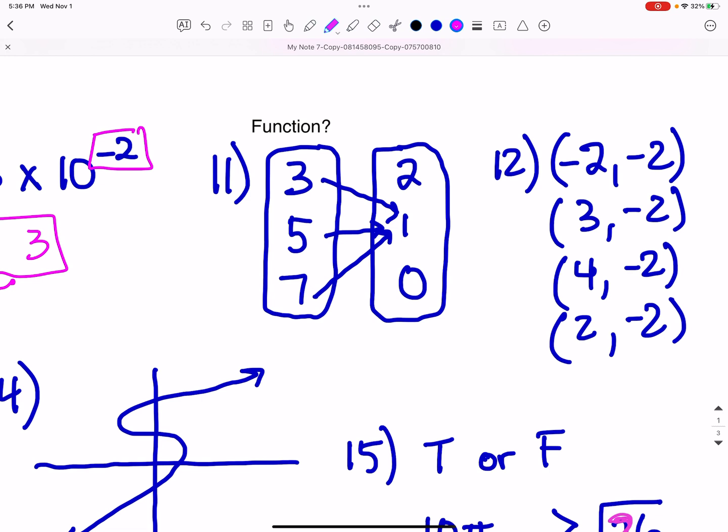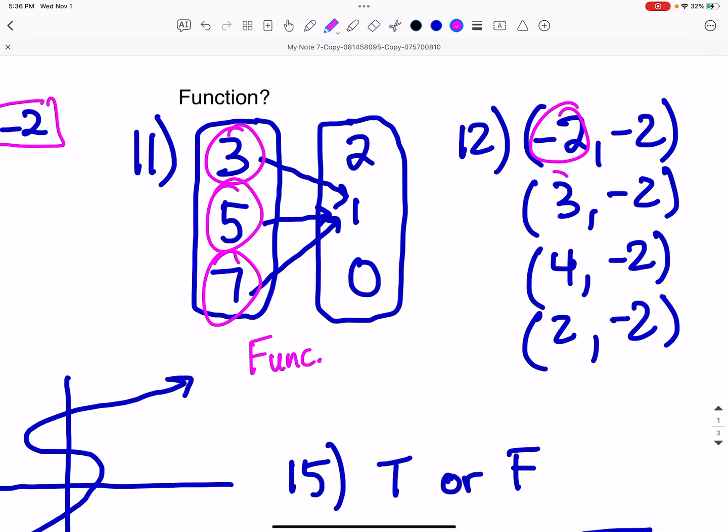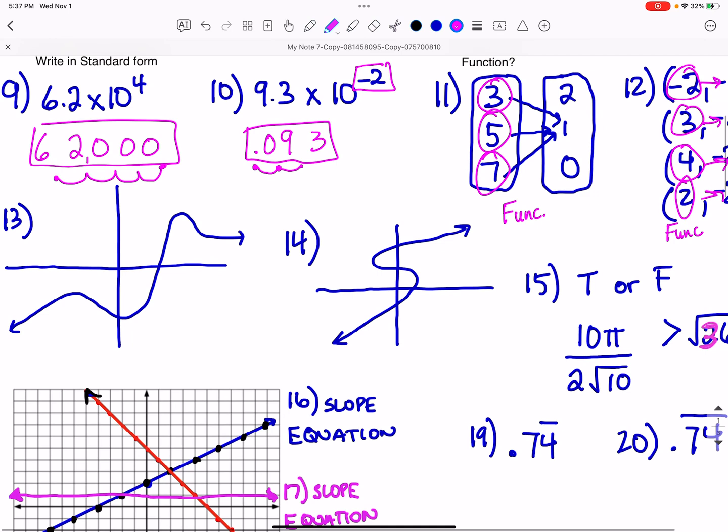All right, function, yes or no? Basically the question you're asked is, does any button have 2 jobs? This button has 1 job, this button has 1 job, this button has 1 job, we're good, function. Let's see, negative 2 has a job, 3 has a job, 4 has a job, 2 has a job. I don't care that they all do the same thing, that's fine. They just all have 1 job, that's cool, function. Nothing does 2 jobs.